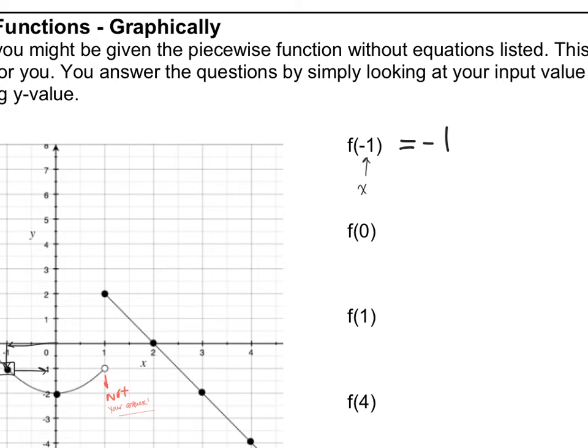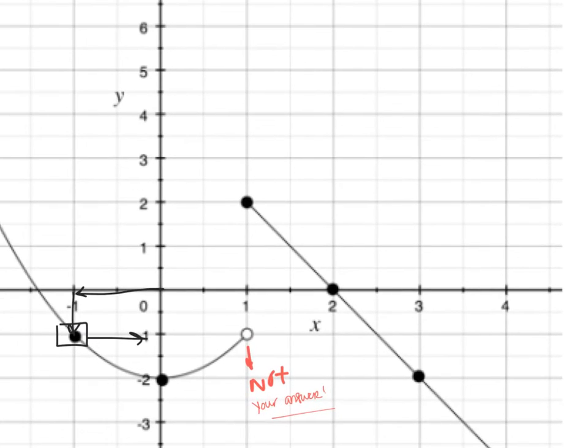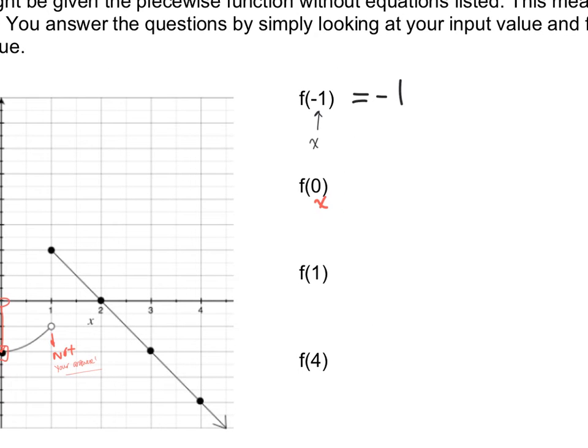Now I'm going to plug in 0. I'm going to erase what I already have written. And when I plug in 0, I go down and I hit -2. So f of 0 is equal to -2.